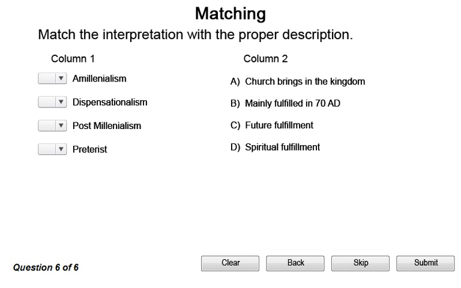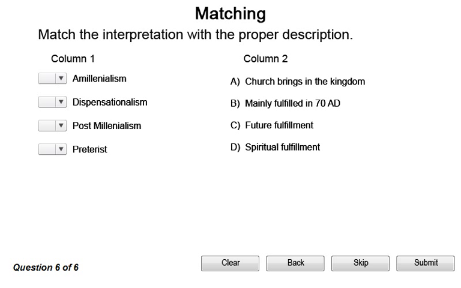Dispensationalism. They see the book of Revelation as a future fulfillment. Christ is going to come back literally and reign literally for 1,000 years. Postmillennialism. After the millennium, it's the church that brings in the kingdom of God. Things are getting better and better.